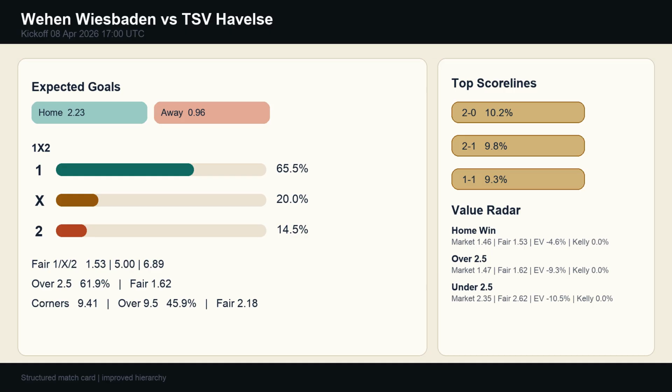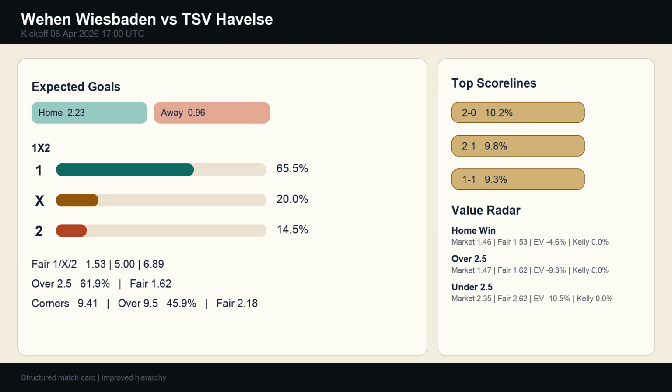Now the qualitative side. That also leans toward Wehen, but not without warning signs. Havelse have one of the weakest defensive profiles in the group. They have struggled badly away from home, and they do not have much resistance once matches start going against them. That supports the model. But Wehen are not coming in on perfect form. Their recent run has not been sharp, and that matters because a short-priced home favorite with patchy momentum is never completely clean.